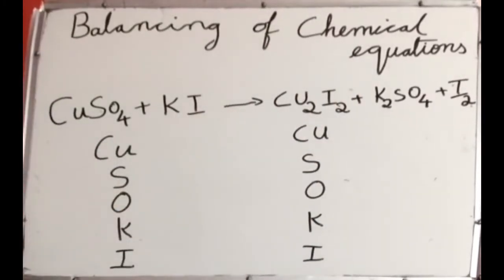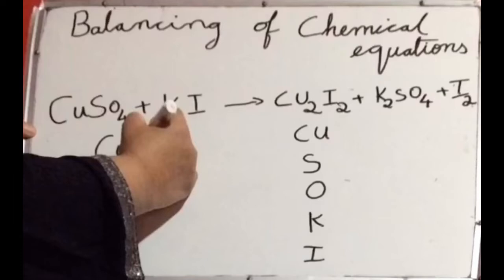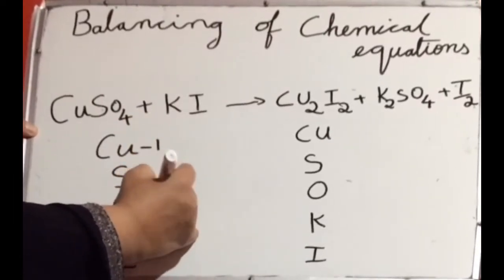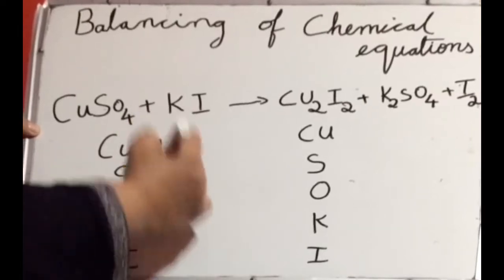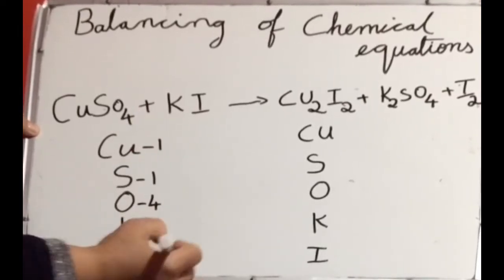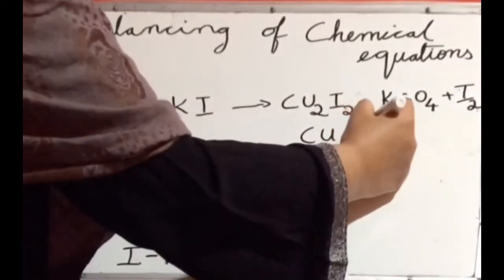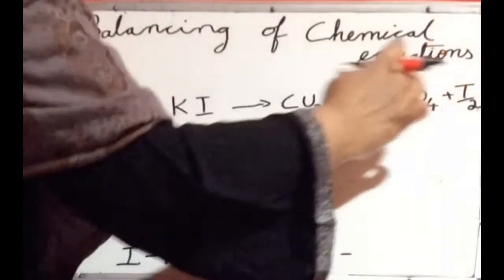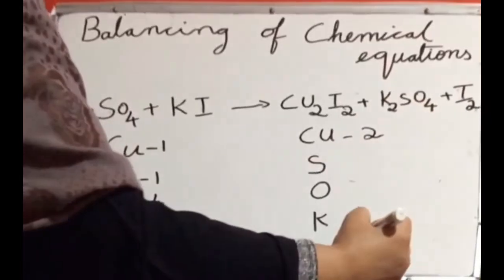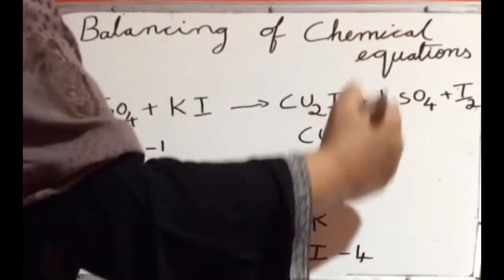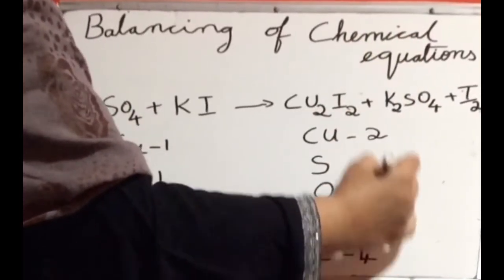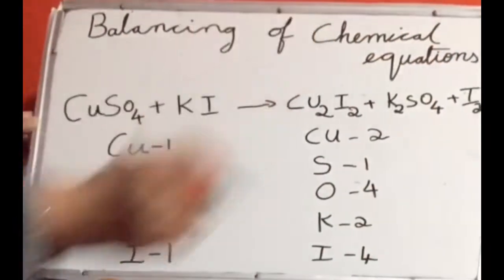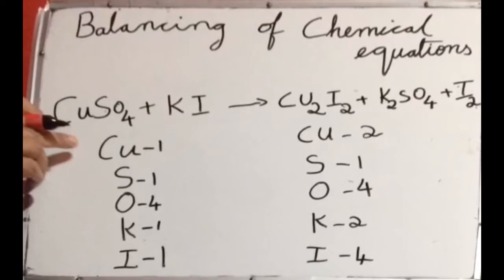Now let's put the number of atoms. Copper is how much? 1. Sulfur 1. Oxygen 4. Potassium 1. Iodine 1. Here copper 2. Iodine, you have to add anywhere iodine is there. Here 2 plus here 2. So altogether 4. Potassium 2. Sulfur 1. Oxygen 4.